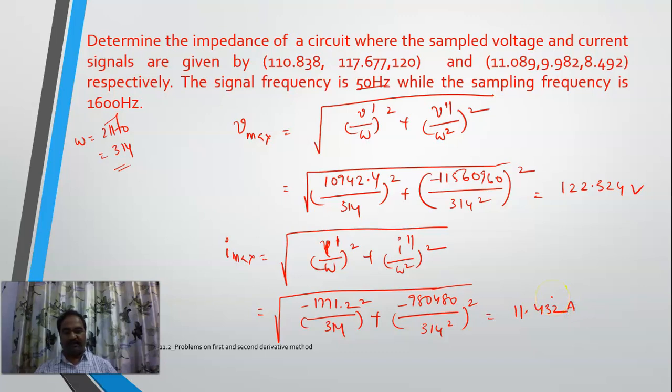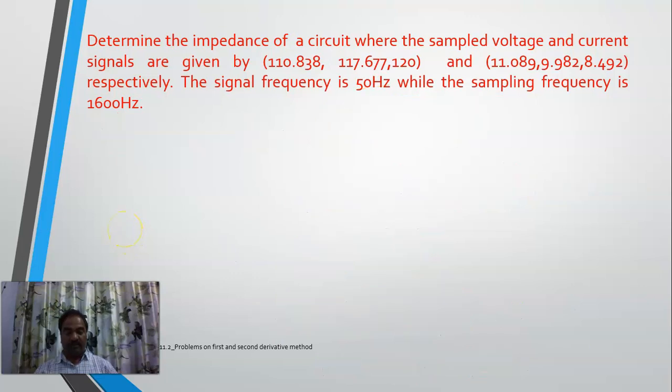So now I have got Vmax and Imax. Now I can go with the magnitude of impedance, right? The magnitude of impedance is Vmax by Imax. So I can directly divide it now, 122.324 divided by 11.432. I'll get a value of 10.7 ohms. This is only the magnitude.